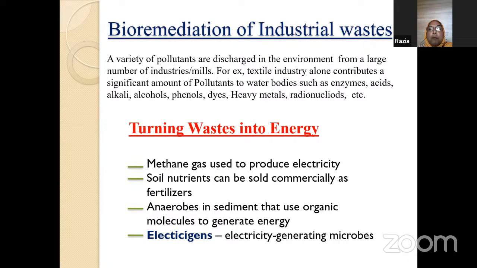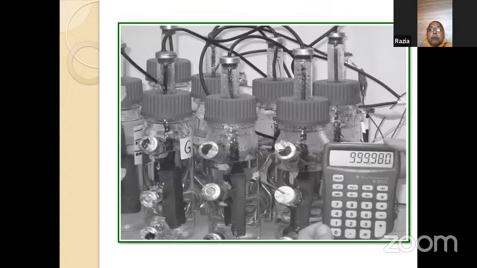By means of potential bacteria having the ability, having the genes, having the enzymes to bring about this detoxification of pollutants. So more and more applications and utilizations of this waste into energy, waste into commercially important molecules can be achieved by the bioremediation process. Next slide, please. Yeah, this is the generation of electricity. Next slide, please.